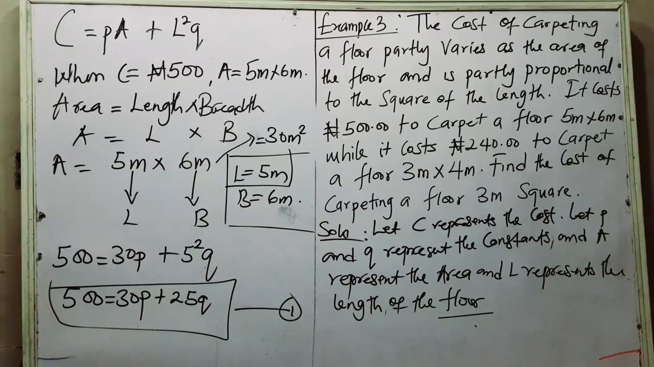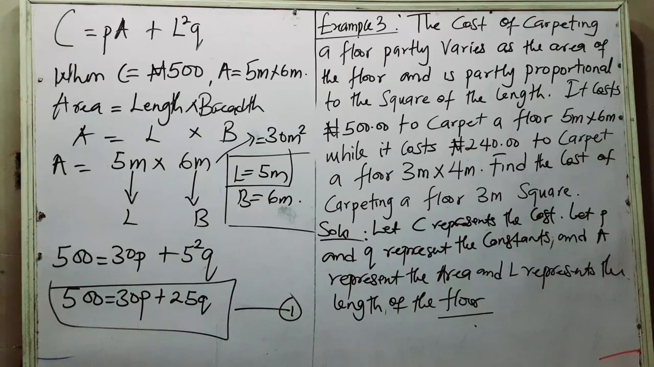But let me take you back to the geometric terms: for any given shape, the area is length times breadth. And we have been given the area for the first statement. The area is 5 meter by 6 meter, and 5 meter by 6 meter gives us 30 meter square. That is the area, and we measure area in meter square. So if the area is 5 meter multiplied by 6 meter, it tells us that the length is 5 meter and the breadth is 6 meter.